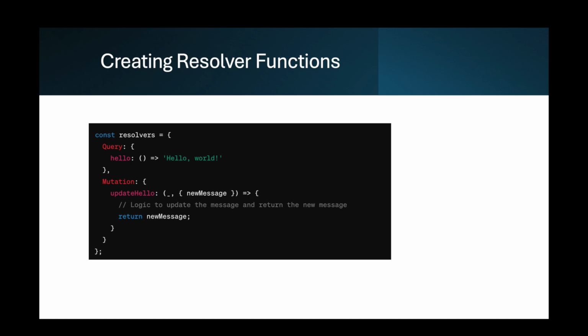So check this out. Here we have the constant resolver where we have a Query which has a hello function which returns back hello world, and the Mutation which takes the updateHello function that we defined before and passes the message and returns the message back. Now in this resolver function, we simply return the string hello world for the hello query field, as you see on the third line. Similarly, for the updateHello mutation field, we extract the newMessage argument from the input parameters, and return it as a result of the mutation.